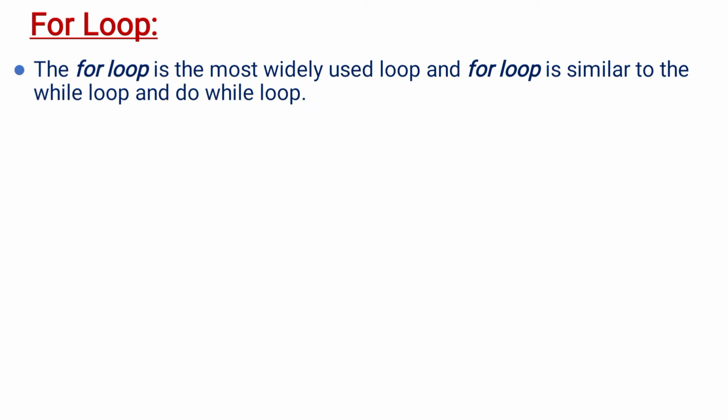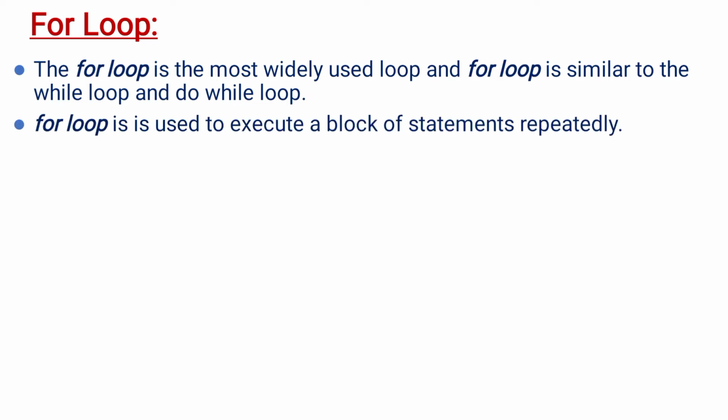Let's start now. For loop. The for loop is the most widely used loop, and it is similar to the while loop and do while loop, but most programmers prefer to use the for loop. For loop is used to execute a block of statements, the body of the loop, repeatedly, meaning multiple times.